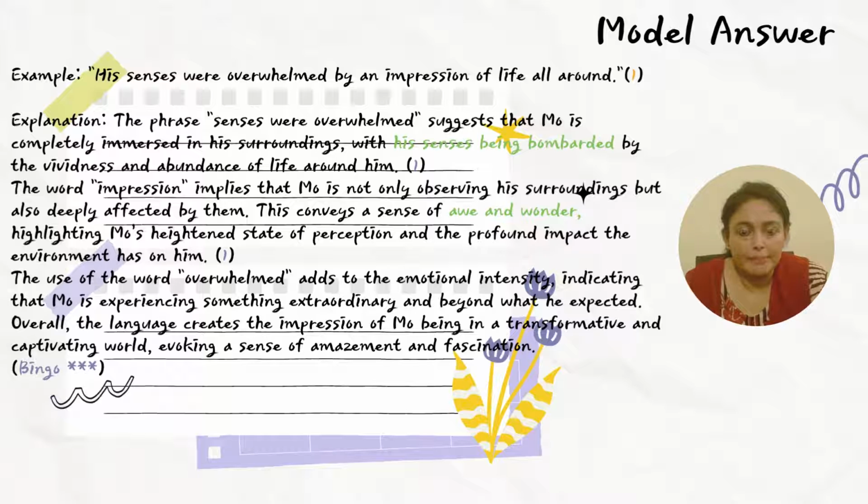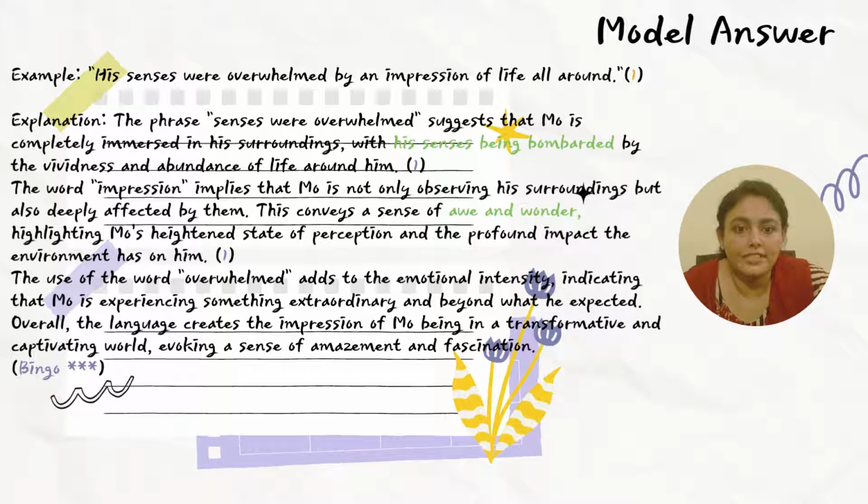And you can see the word impression implies that Mo is not only observing his surroundings but also deeply affected by them. Again, the idea and the feeling is developed. This conveys a sense of awe and wonder. Now, impression and overwhelmed are connected. And how do I come up with this explanation that he is in awe and wonder? By connecting it with the context. Further, I have explained the use of the word overwhelmed adds to the emotional intensity, indicating that Mo has experienced something extraordinary and beyond what he expected.